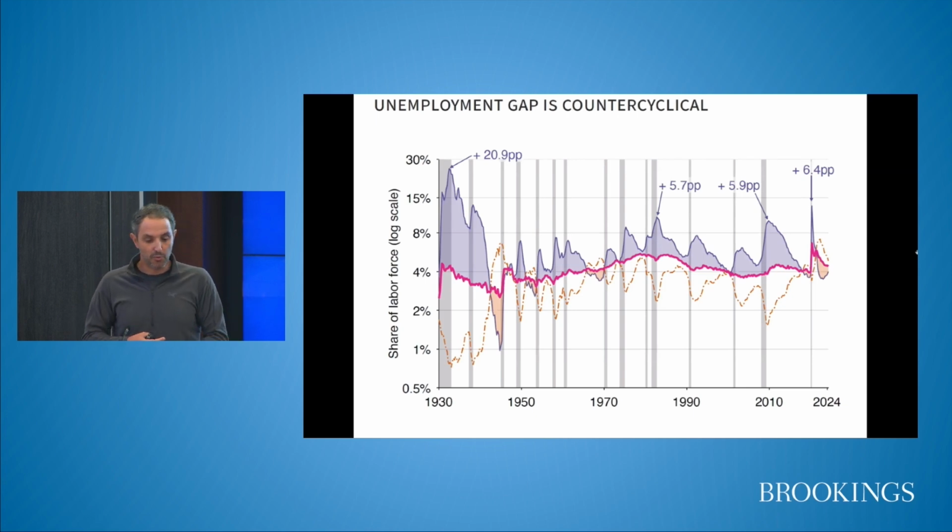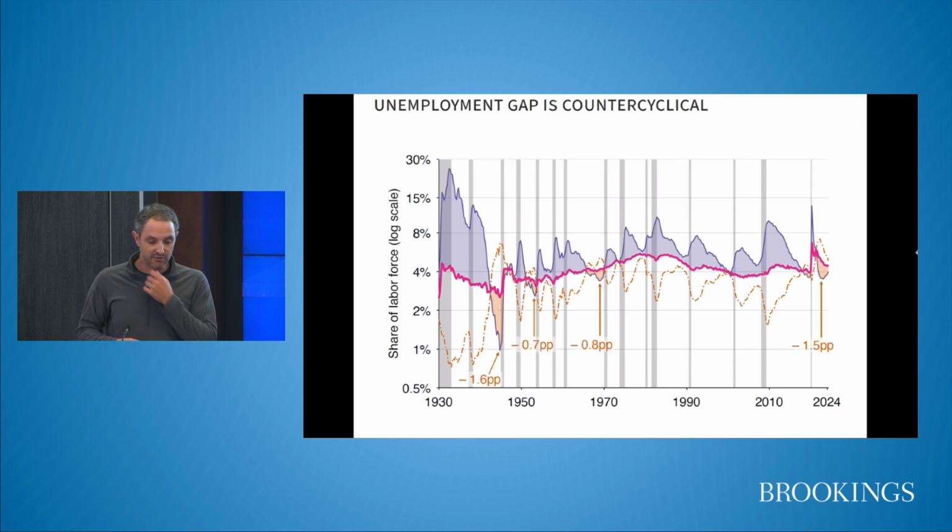The unemployment gap was above 20 percentage points. Then, the Volcker recession, the Great Recession, you have unemployment gaps around 6 percentage points. And the pandemic, it was a short recession, but again, the unemployment gap was above 6 percentage points. So these are quite large deviations from efficiency or from full employment.